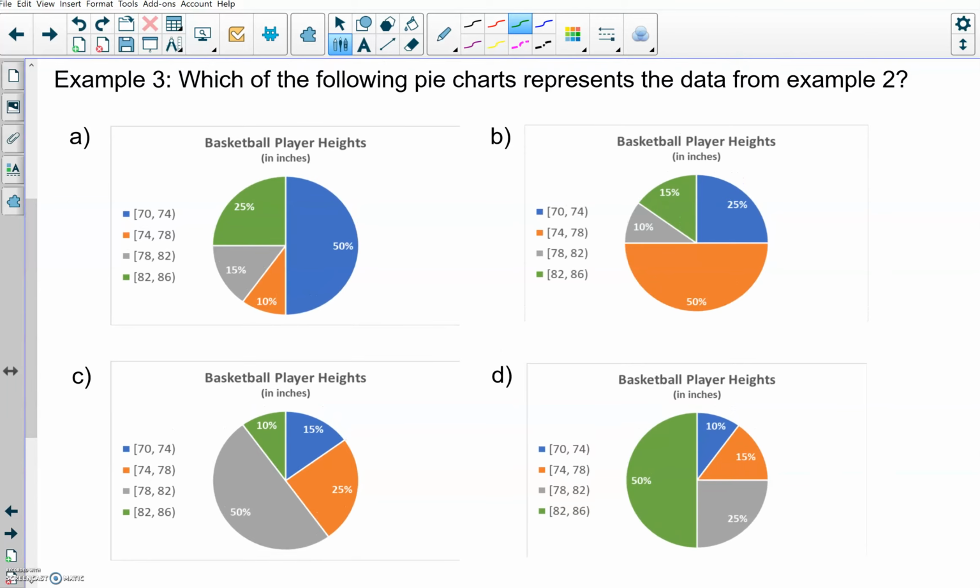So what I want you to do is look through these here and determine which one of those pie charts best, and more accurately, represents the data that we saw from example 2, those basketball player heights. Go ahead and pause.